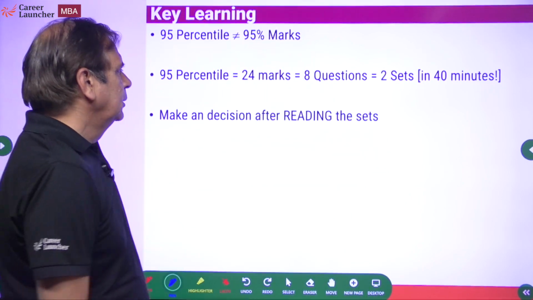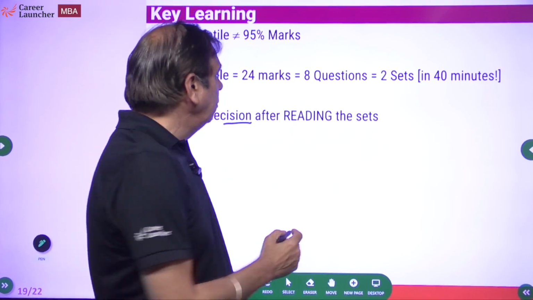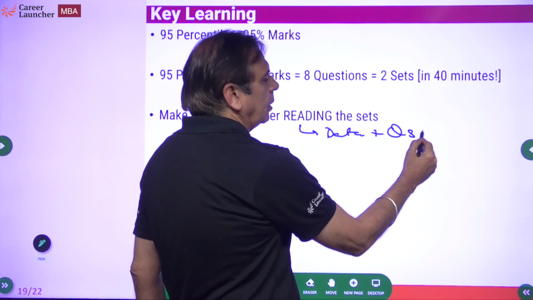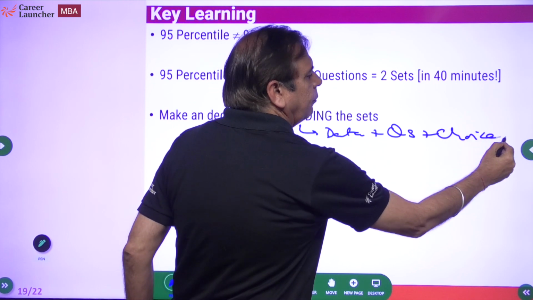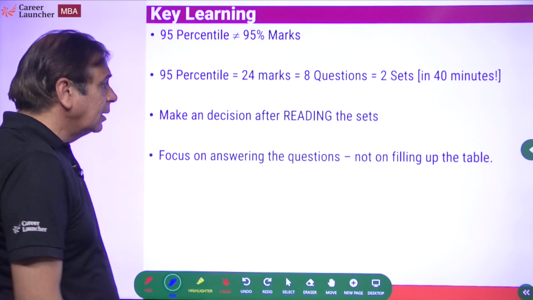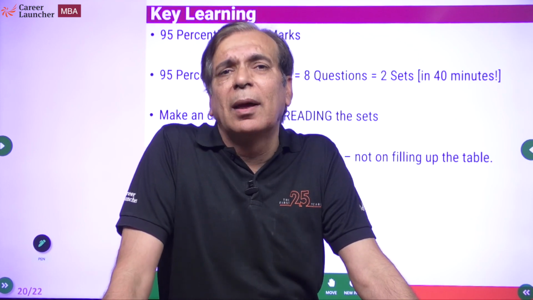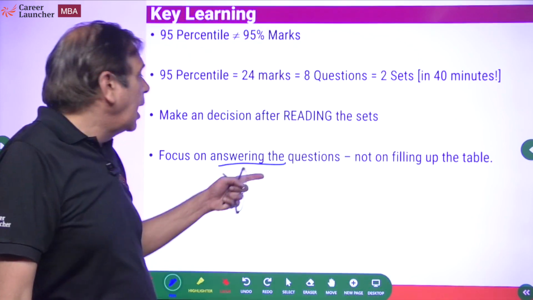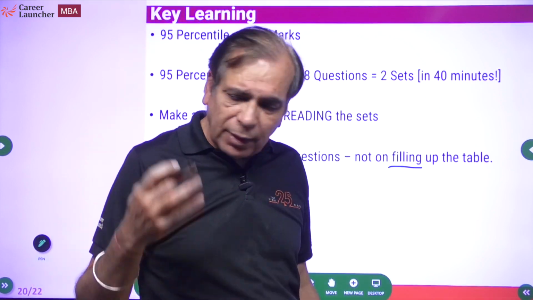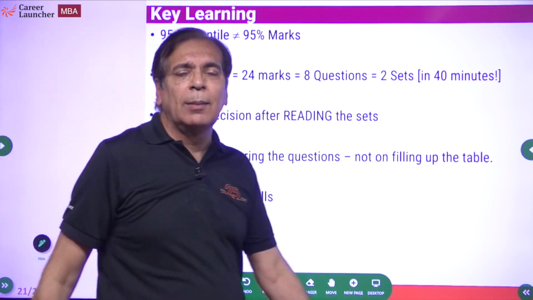Next thing, decide whether you want to attempt the set after reading the set. And what does reading involve? Reading the set involves reading the data and the questions and the choices. If you have missed on any of them, you have done incomplete work. And finally, our job is to answer, not to fill up the table. Your job is to answer the question and not to fill up the table. In the process of answering the question, the table gets filled up, great. And finally, what we have just done, these jugaad skills is something you need to develop.